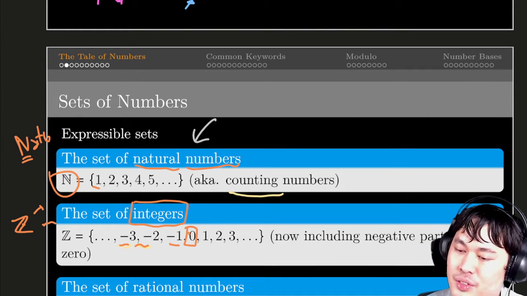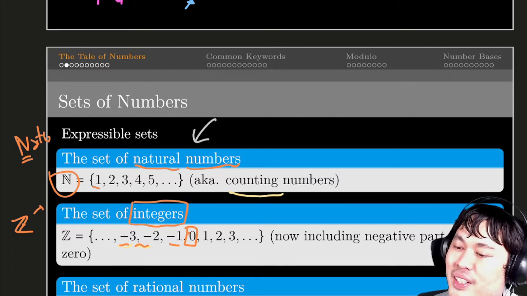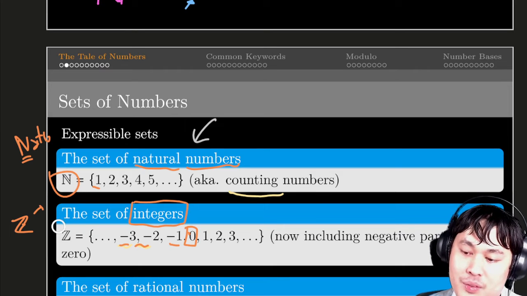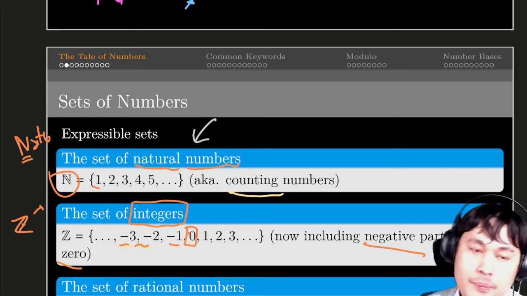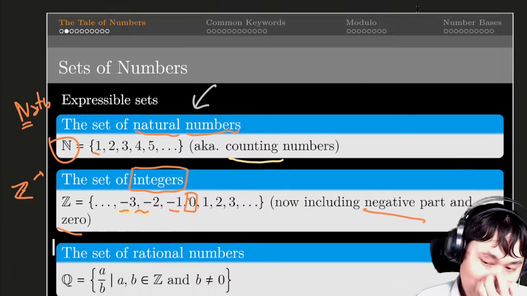People use different languages for these notations. But anyway, we represent the set of integers with the letter Z. It includes the negative part and 0. Get more friends. And then we have even more friends.